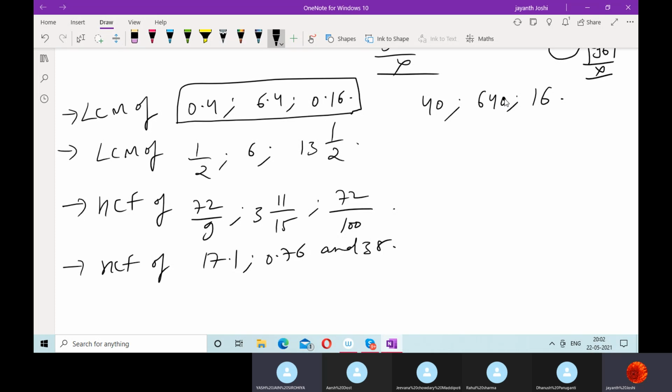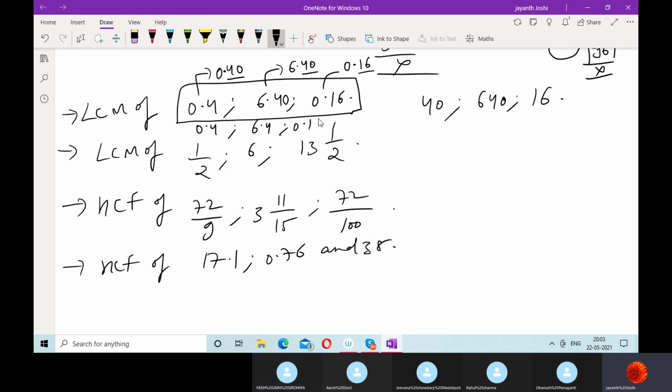Now what can we do here? Actually it is 6.40. So 0.4 I can write as 0.40, 6.4 I can write as 6.40, and 0.16 is 0.16 itself. I am making it 2 decimals. I am trying to make it equivalent to 2 decimal places. Correct or wrong? Correct.